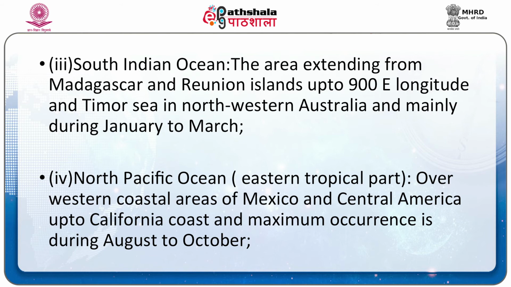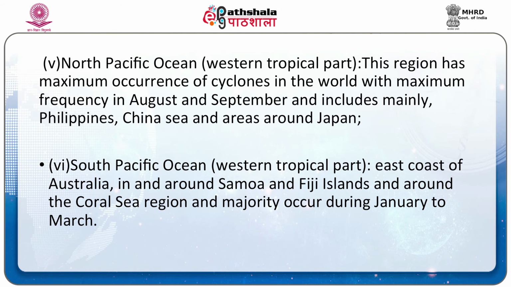Next is North Pacific Ocean area, mainly eastern tropical part over western coastal areas of Mexico and Central America up to California coast, and maximum occurrence is during August to October. Next is North Pacific Ocean, mainly western tropical part. This region has maximum occurrence of cyclones in the world with maximum frequency in August and September and includes mainly Philippines, China Sea and areas around Japan.